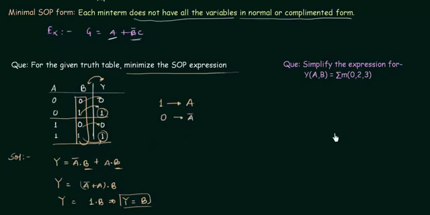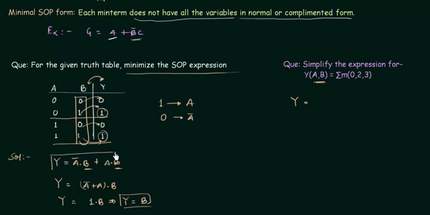And question number 2 says simplify the expression for m equal to 0, 2 and 3. The minterms are 0, 2 and 3. Instead of having the truth table we have an expression like this in which the minterms are involved, and you can see there are two variables. So let's try to write down the SOP form.